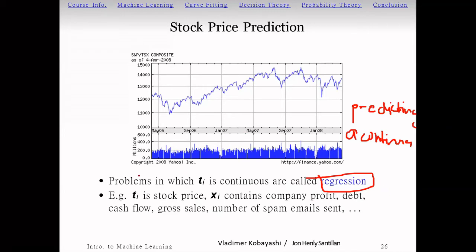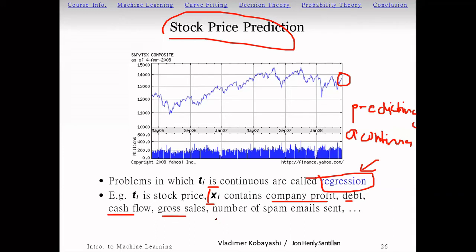Yeah? An example is prediction of stock market. So of course, the stock price can be between, let us say, 10,000 to 15,000. And it can be any number between this. So this is continuous. Then we are dealing with a regression problem. So what are the features that can be a good indicator of the stock price? It can be company profit, debt, cash flow, gross sales, or number of spam emails sent. We can even use that to determine the stock price of a company.